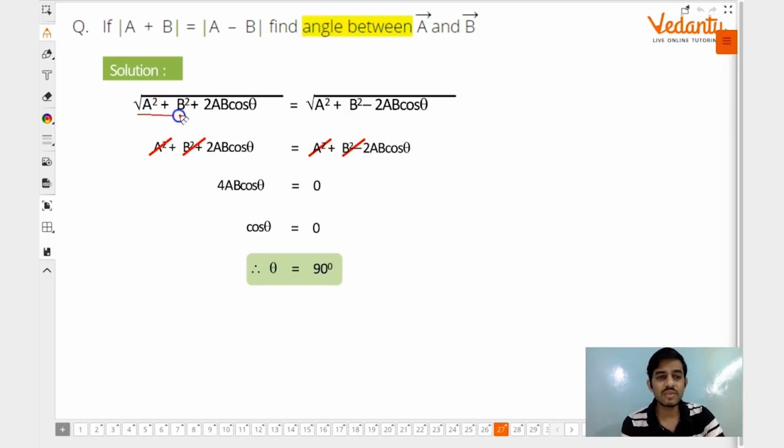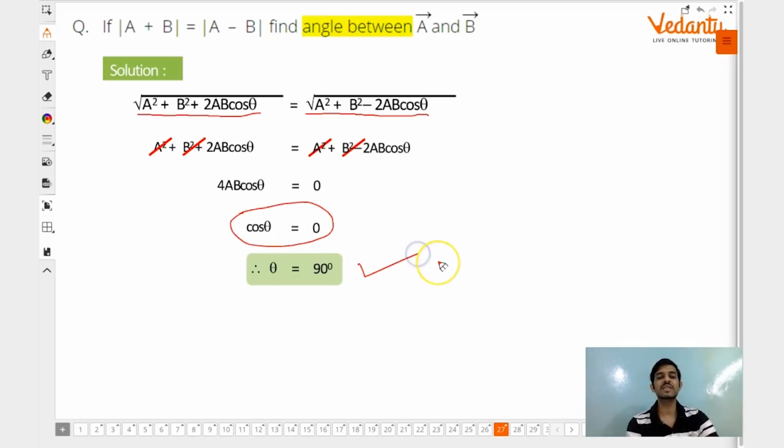अंडर रूट ऑफ ए स्क्वायर प्लस बी स्क्वायर प्लस 2ab cos theta is equals to under root of a square plus b square minus 2ab cos theta. दोनों तरफ स्क्वायर ले लो, काटा पीटी करो. The final answer you will get is cos theta is 0. That means theta is 90.